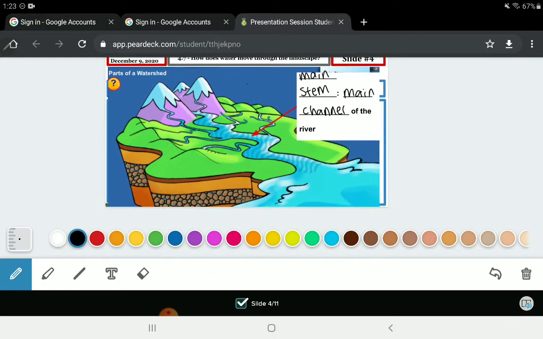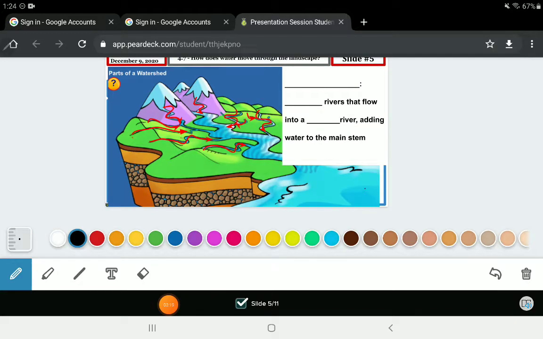Okay, and so that main channel is really the largest chunk of the stream. That is where everything eventually flows to when you have these smaller water systems flowing in. And we're going to discuss what the smaller water systems are in the next slide.